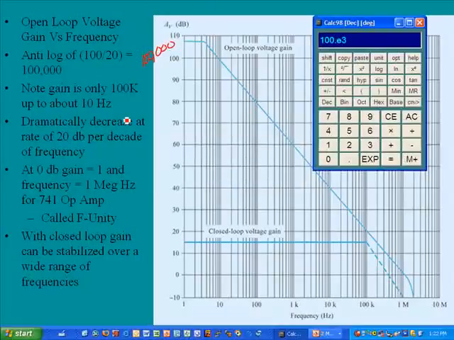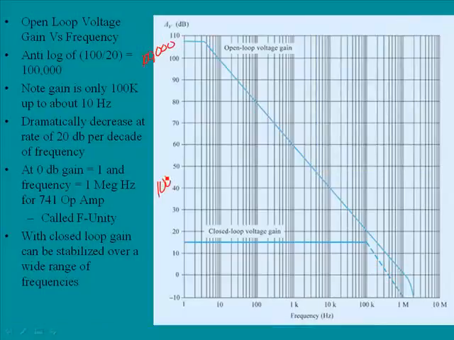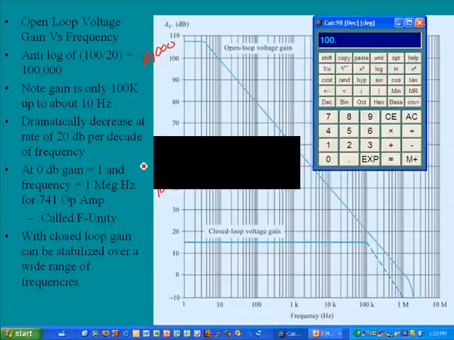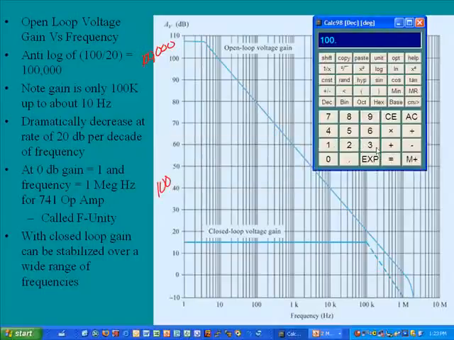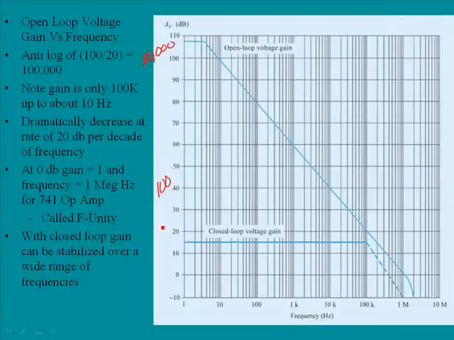Let's do just a couple more. Let's look at the one for 40. If we took 40 and divided that by 20, and then took the anti-log of that value, we would find that that is 100. And let's look at one more. Let's look at 20 decibels. 20 divided by 20 is going to be 1. And then if we took the anti-log of that, that would be a gain of 10. So at 20 we would see a gain of 10.